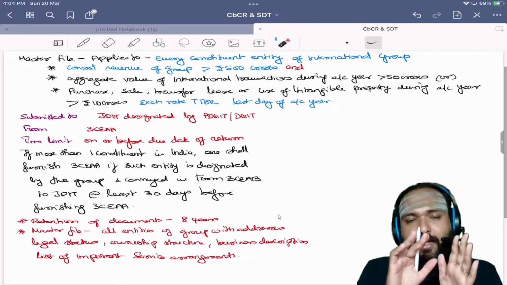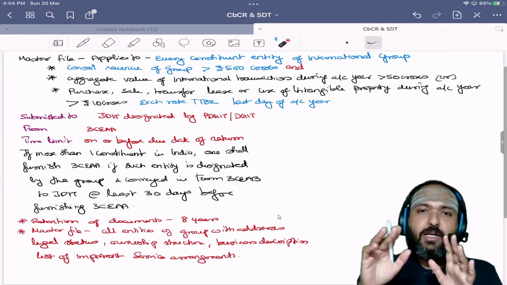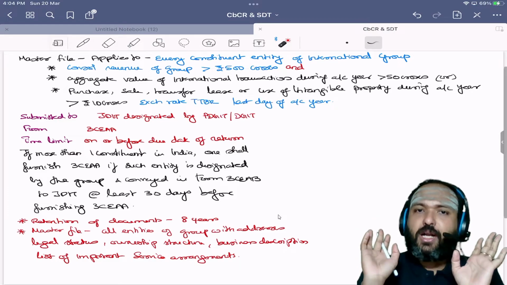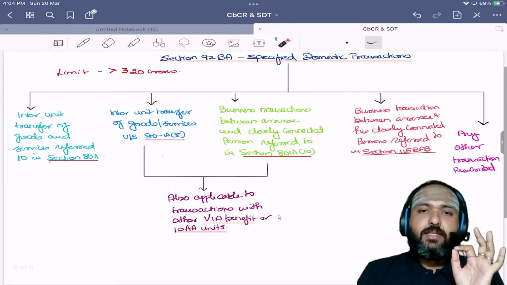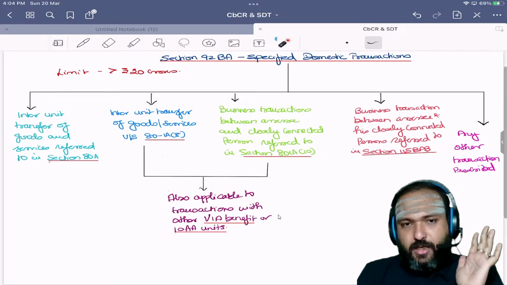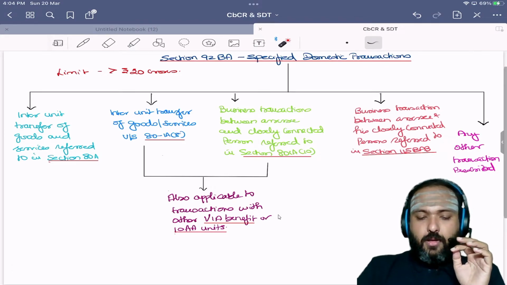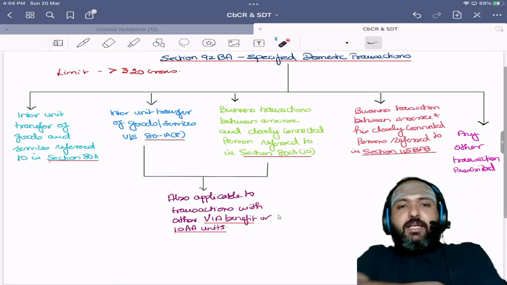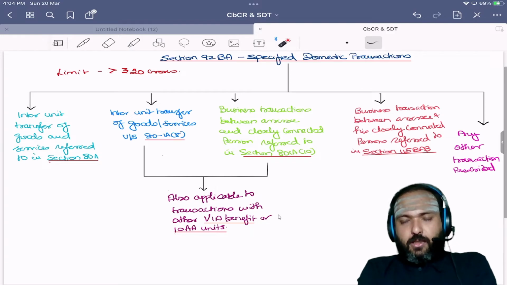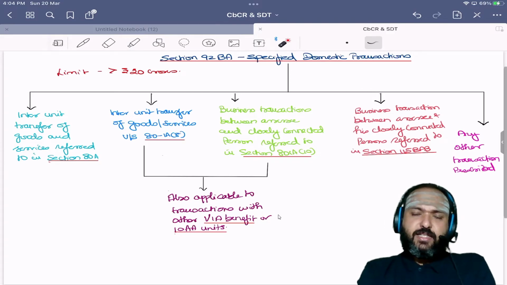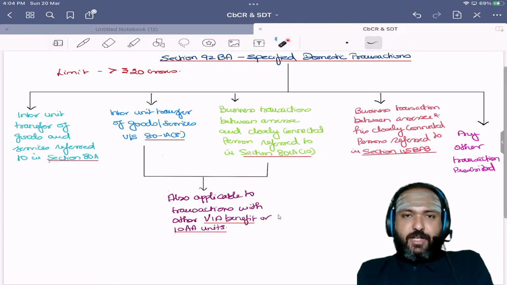Okay, so that concludes our journey with respect to the documentation portion for transfer pricing. Last segment which is still left over is the specified domestic transaction. Now, transfer pricing initially was made applicable only towards international transactions. It was never a part of domestic transactions.